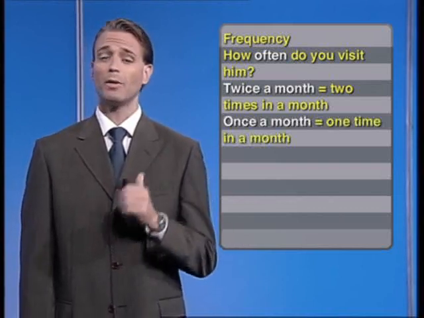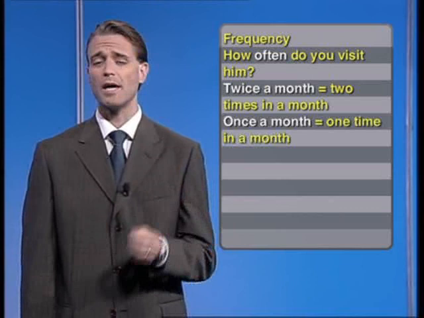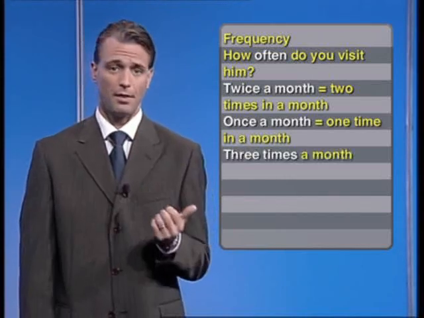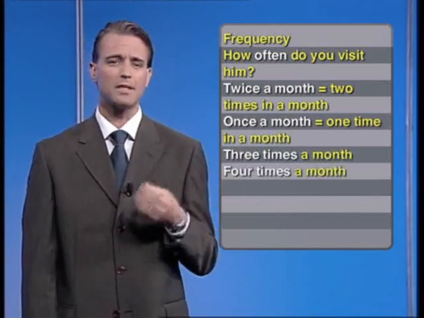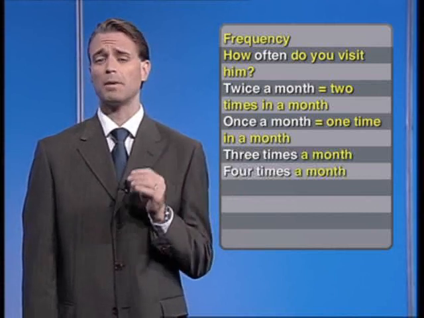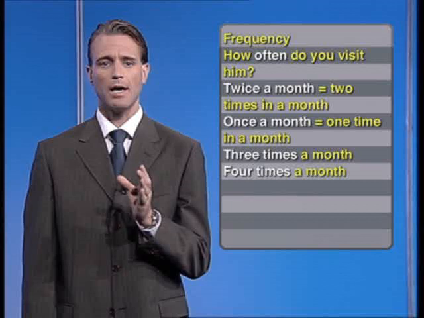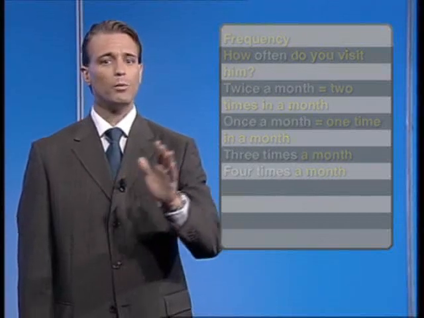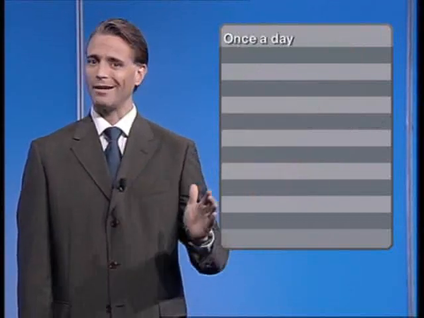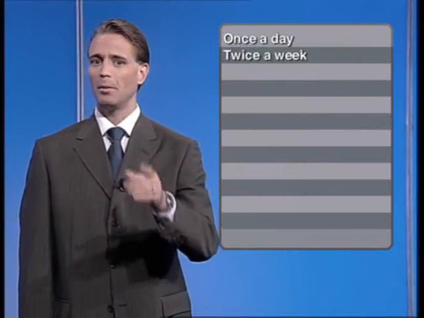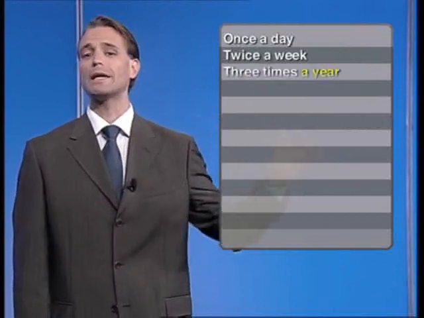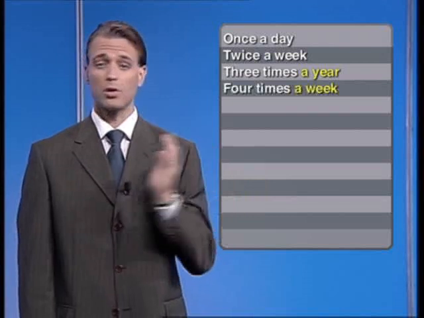But when we do something more than 2 times, we say 3 times a month, 4 times a month, etc. Even if we change the period of time, the structure of frequency remains the same. For example, we can say once a day, twice a week. But remember, we say 3 times a year, 4 times a week.